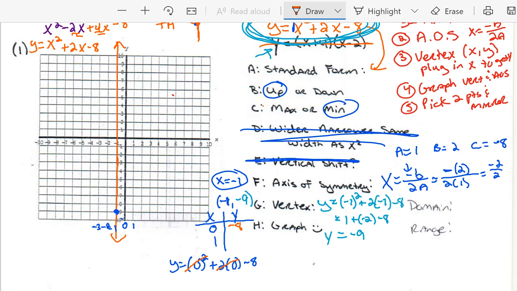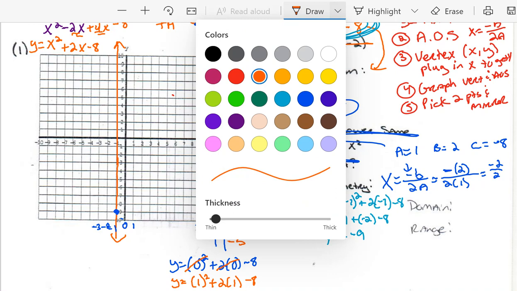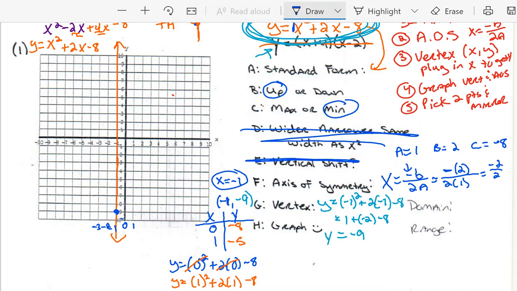And then I'm going to plug in 1. And even 1 is relatively easy to do the math for as well. So y equals 1 squared plus 2 times 1 minus 8. That's going to end up being negative 5. Okay. And then I have my 2 points. Now I'm going to plot those 2 points. I'm going to do them in blue as well. So it'll be 0, negative 8. And my next point is 1, negative 5.